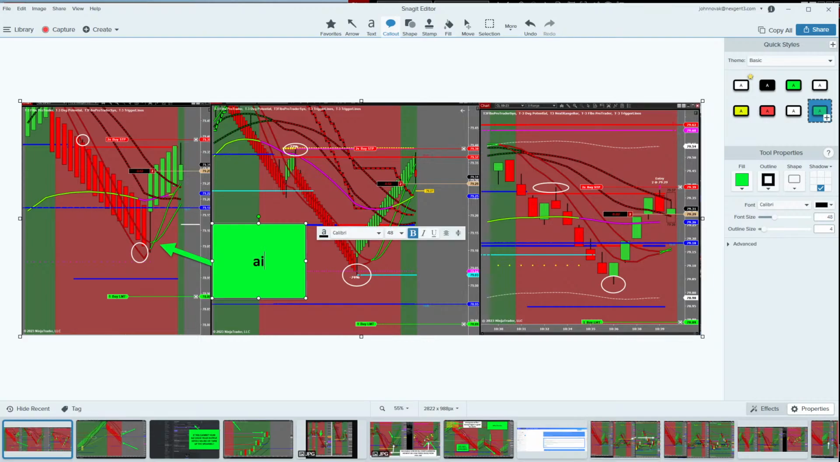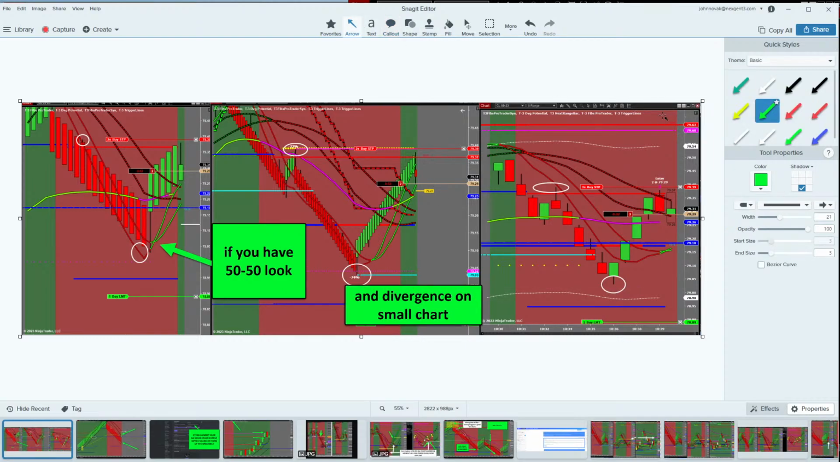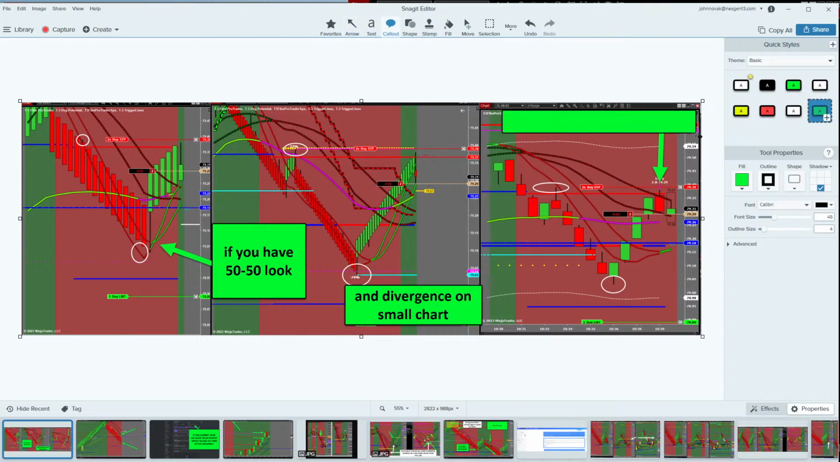All right. If you have a 50-50 look and divergence on the small chart, wait for at least one down bar before going short. Now, I'm probably going to get stopped out of this anyway, but what this does is it slows things down. Like P just said, he got run over, which doesn't surprise me. This is a very, very common look.